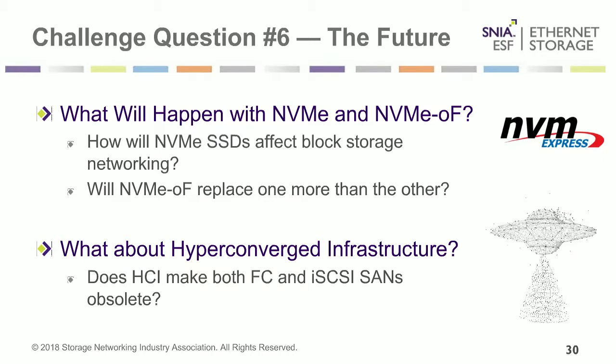There are definitely enterprises who are deploying and will deploy more hyperconverged, which pretty much always runs on Ethernet, but they can't use it to replace everything. So it won't replace all the iSCSI or all the Fibre Channel.